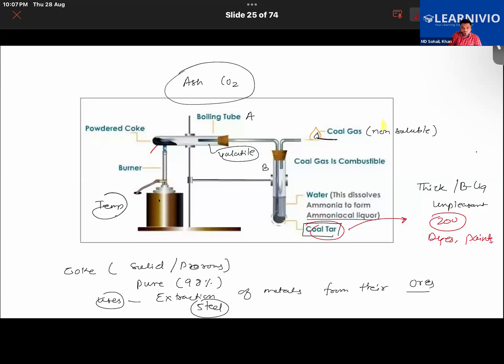Dyes, synthetic fibers, plastic and perfumes, etc. Okay, now we are having the coal gas.